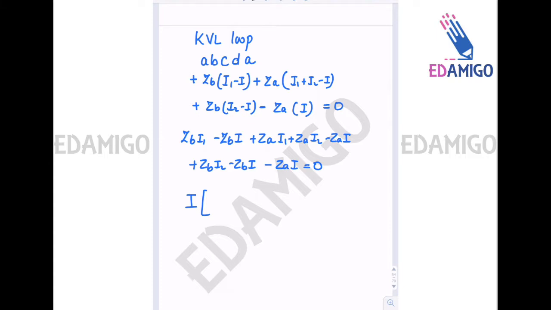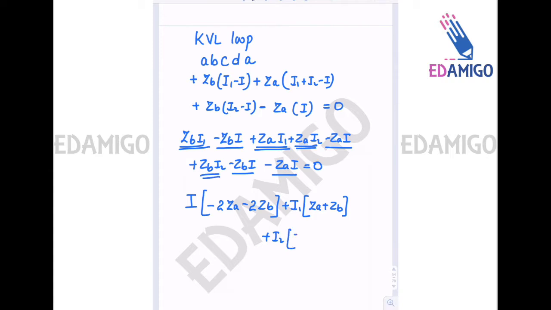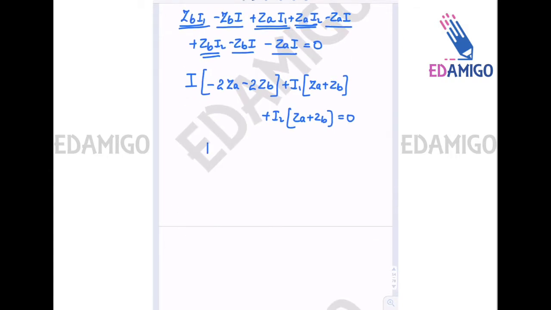So what all are the terms here? These four are the terms, that is minus 2ZA minus 2ZB times I, plus I1 times two terms, this term and this term, ZA plus ZB, plus I2 times two terms, ZA and ZB. So ZA plus ZB is equals to 0. So I is equals to I1 plus I2 divided by 2 is the conclusion.